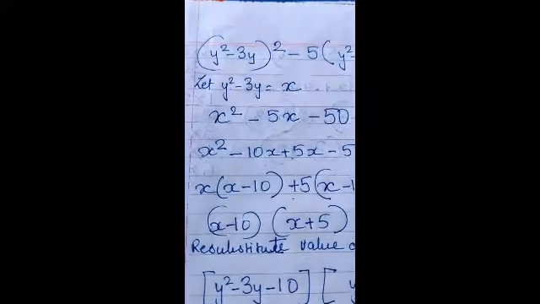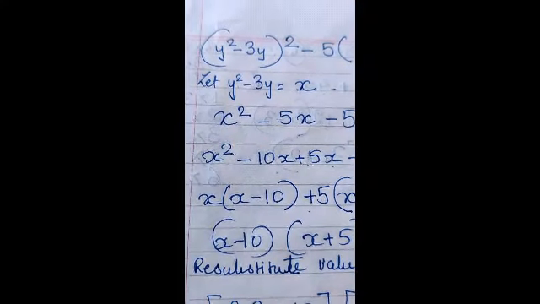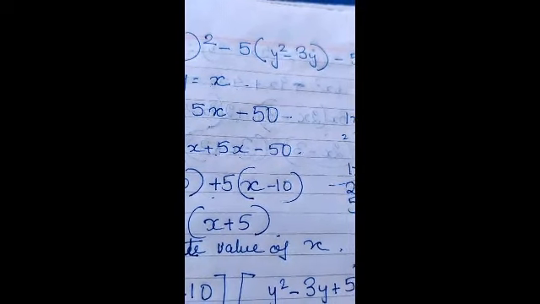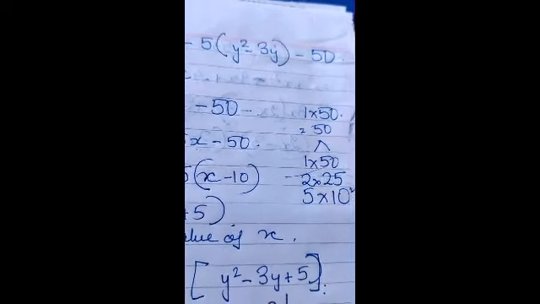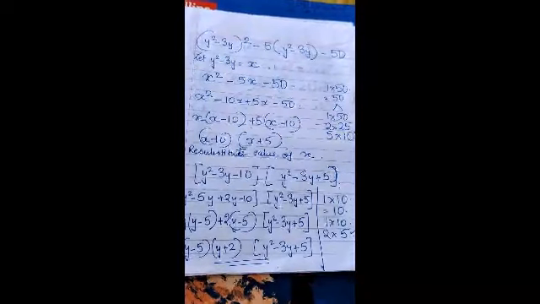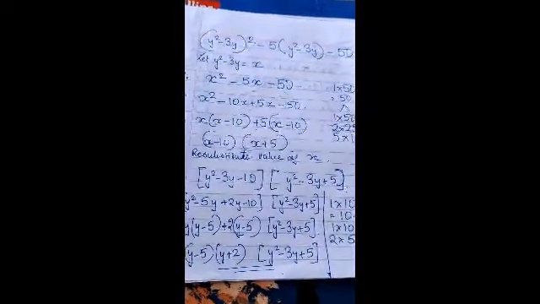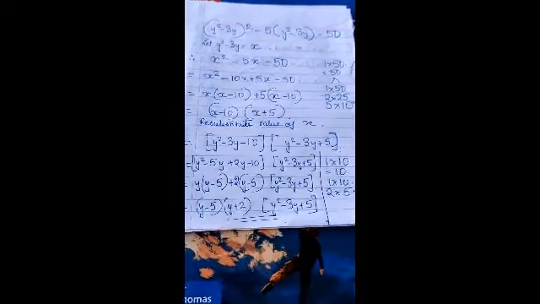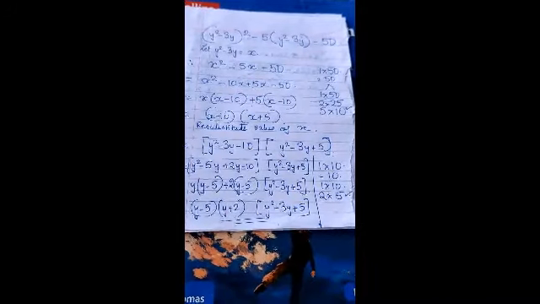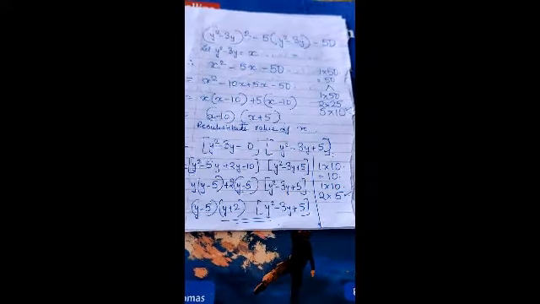Now we have our next one: y square minus 3y whole square minus 5 bracket open y square minus 3y bracket close minus 50, and we need to factorize this. First we'll say let y square minus 3y is equal to x, so that it's easier for us to handle. Once we take y square minus 3y is equal to x, we have our new trinomial as x square minus 5x minus 50, and our first and last term is 1 into 50.